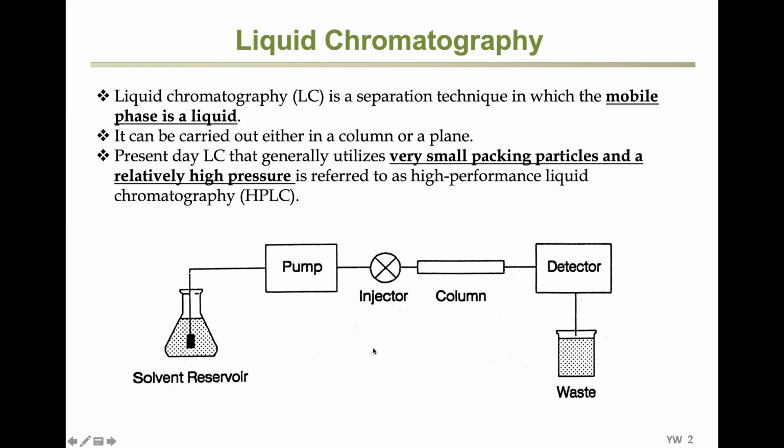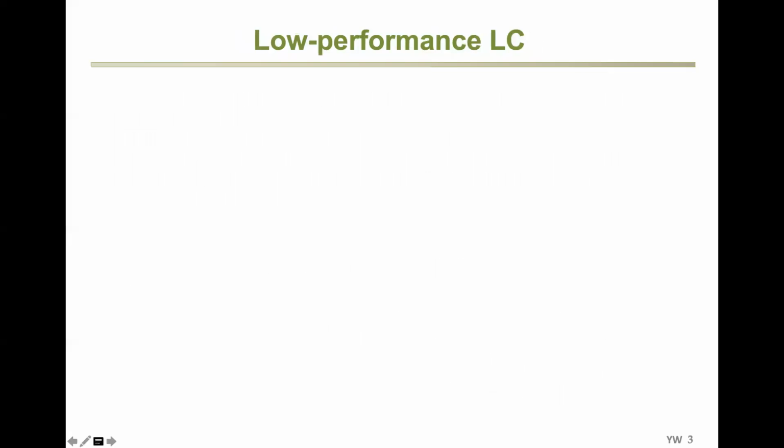Here we have the injector where the sample goes in. The sample will be mixed with the solvent, the mobile phase, and go through the column. Then different analytes will reach the detector at different timing, and then all of them will go to the waste. So that's the general schematic.